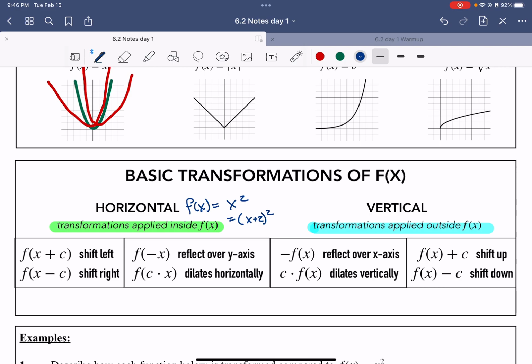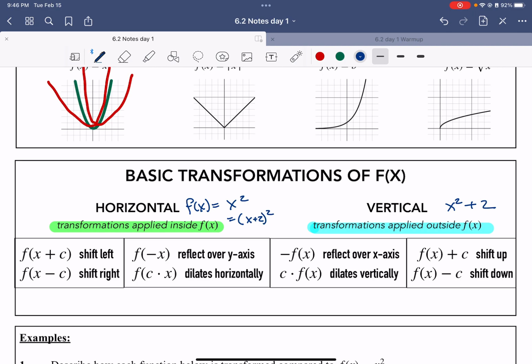On the other hand, if we're going to apply it outside the function, that means we square it first, and then we do the thing we're going to do. Then we apply the transformation. So that's going to affect it vertically. So if we do the transformation before we square it, it's going to affect it horizontally. If we do the transformation after we square it, it's going to affect it vertically. So that's what these notes mean, whether the transformation is applied inside the function or outside the function.